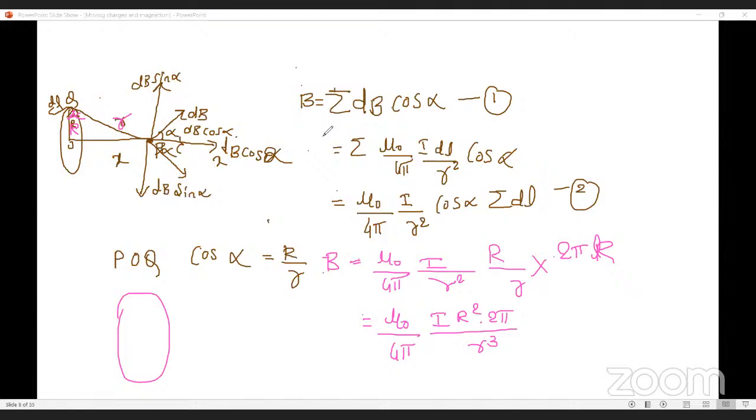If any doubt is there in the steps, you can ask. Equation 1, 2, 3.